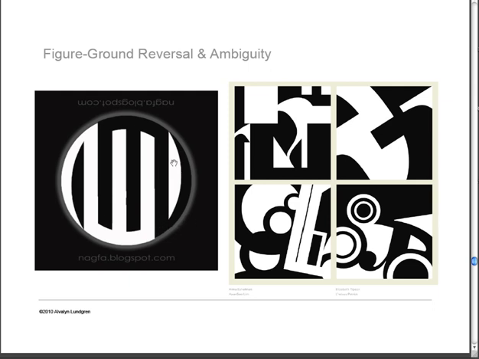So when we have that reversal, that ambiguity, we start pulling back, and the entirety of the design becomes the important thing. In other words, it relegates to seeing the whole thing together. It becomes background, so to speak.